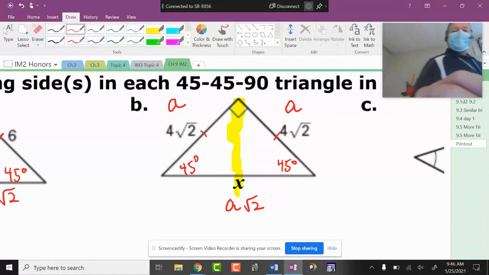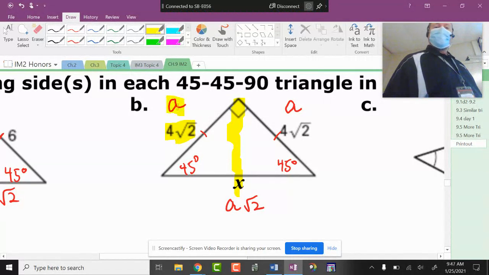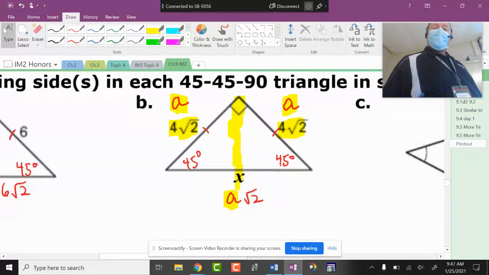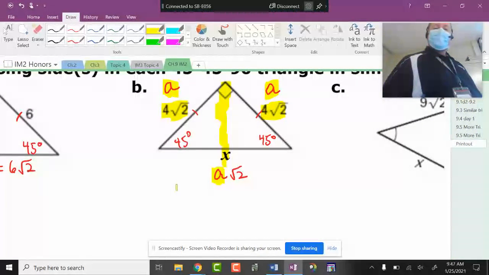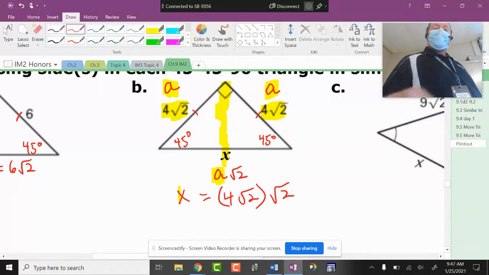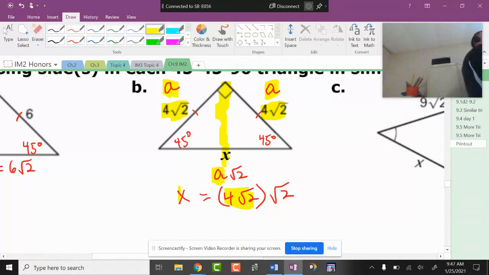Look, this is A. This is A. And I need A root 2. So X equals A root 2. That's how you find X, because that's what A is equal to. So in this case, it's a replacement or a substitution. The only question I'm going to ask you is what's 4 root 2 times root 2?